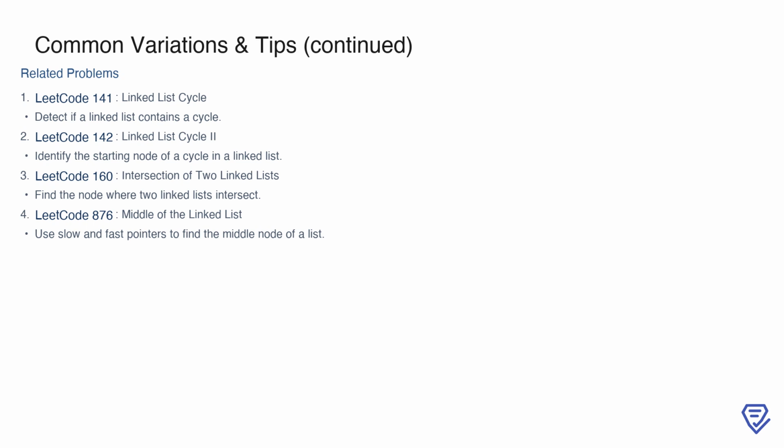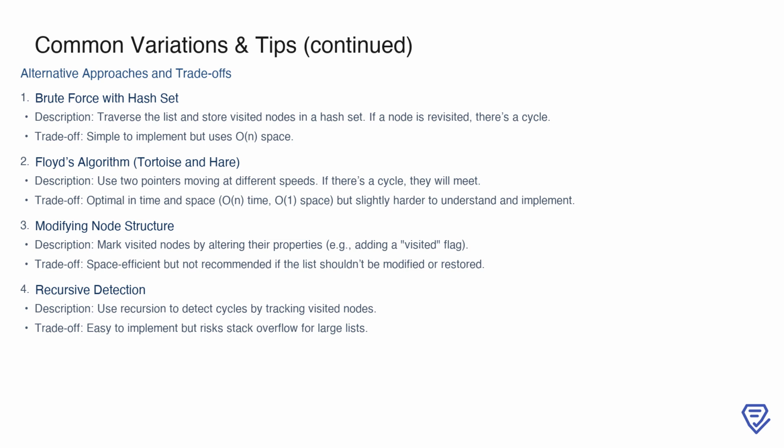Familiarity with these problems will not only improve your understanding of linked lists but also help you recognize patterns in interview questions. There are multiple approaches to solving cycle detection problems, each with its own trade-offs. A brute force method involves using a hash set to store visited nodes as you traverse the list. If you revisit a node, it means there's a cycle. While simple to implement, this approach uses O(n) space. Alternatively, Floyd's tortoise and hare algorithm is optimal in both time and space. It runs in O(n) time and uses O(1) space by employing two pointers moving at different speeds. However, it can be slightly harder to understand and implement.